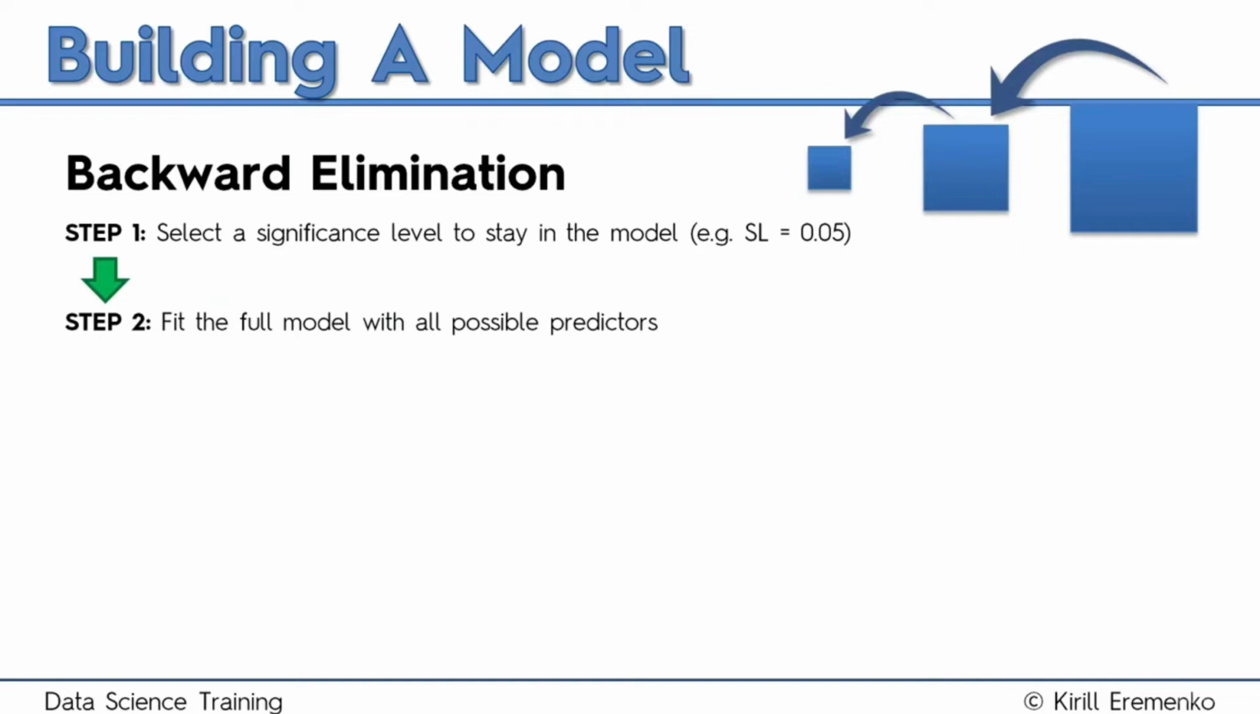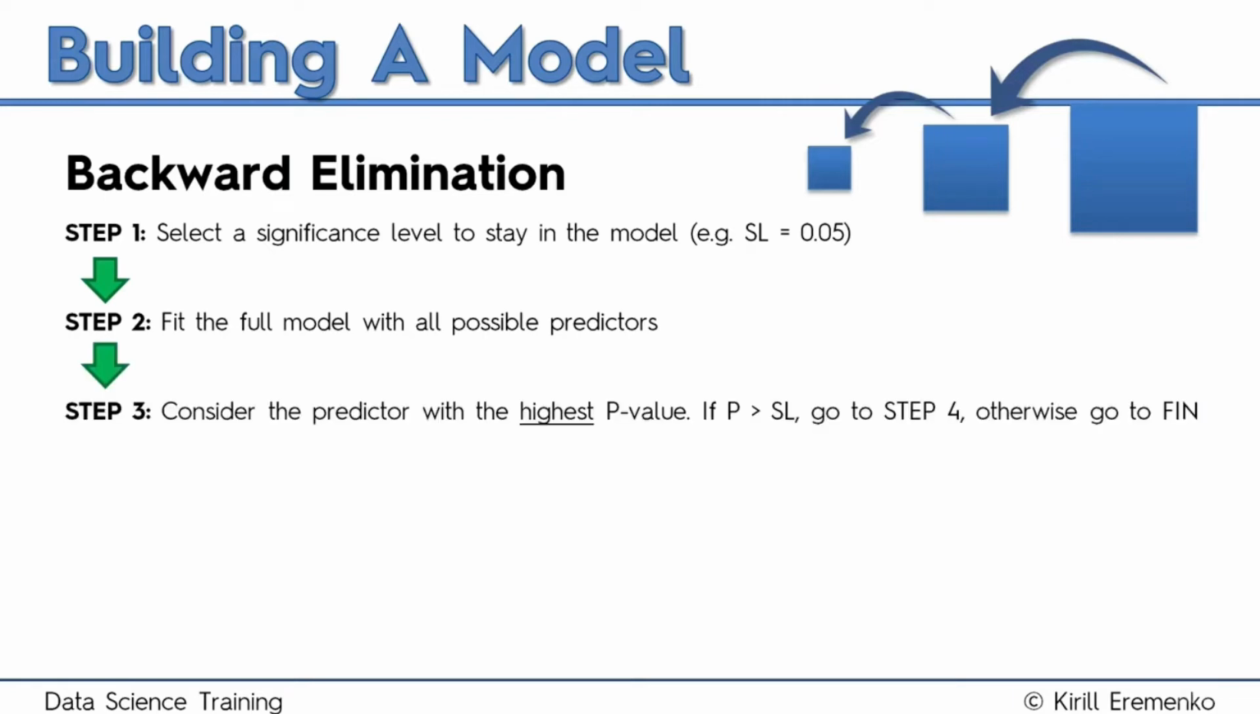Step 2, you fit the full model with all possible predictors. So you do that all-in approach, which we just talked about, and you put all of your variables into your model. And now we're going to start getting rid of them.